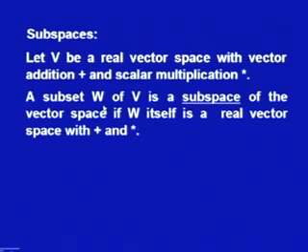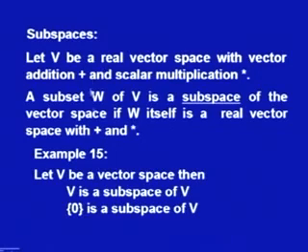So, W itself is a vector space with respect to the two operations. Now, this is an example. If V is a vector space, then V is a subspace of V. We can say that V is a subset of V, and since V is a vector space, this is a trivial example that V is a subspace of V. Another trivial example is the singleton {0}, which is a subspace of V, because this is the additive identity. If it belongs to V, then it will be a subspace.